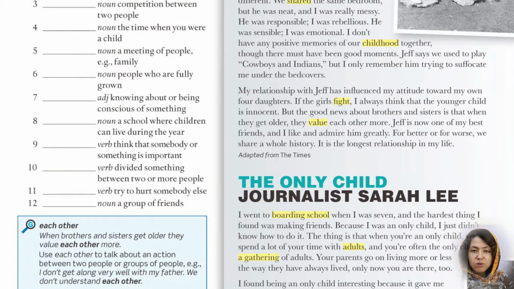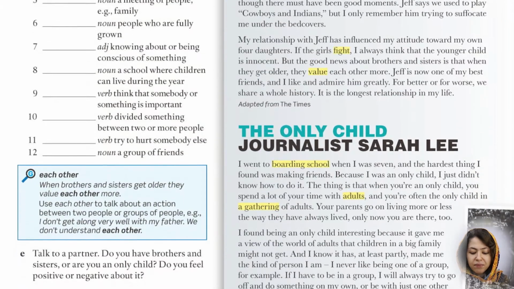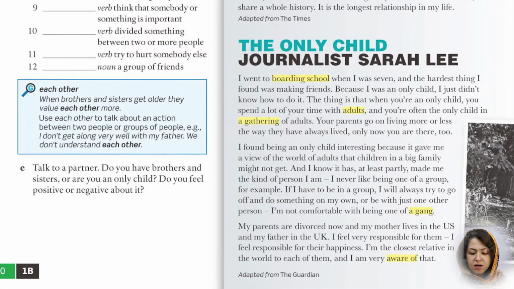Cool. Let's go to the next text. The only child, journalist Sarah Lee. I went to boarding school when I was 7. Boarding school is the kind of school that you can stay there, sleep in its dormitory like this. And the hardest thing I found was making friends because I was an only child. I just didn't know how to do it.